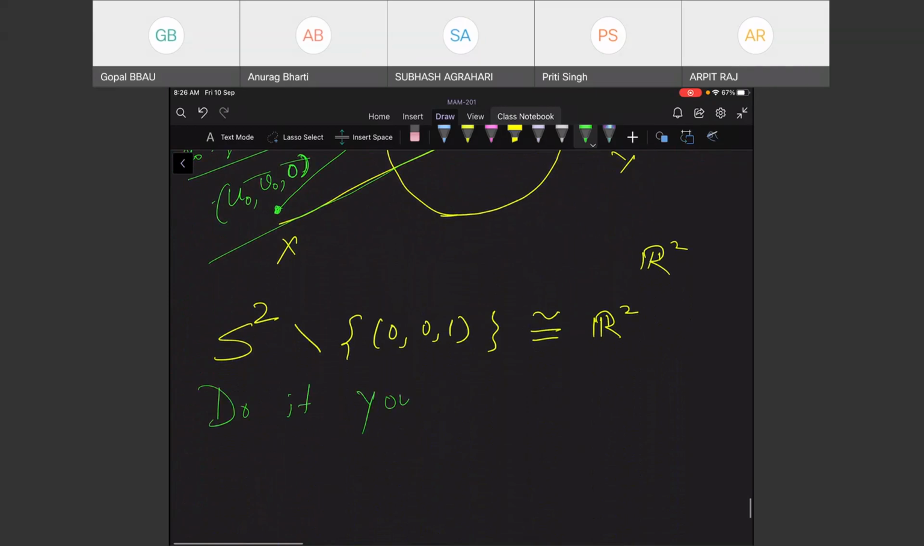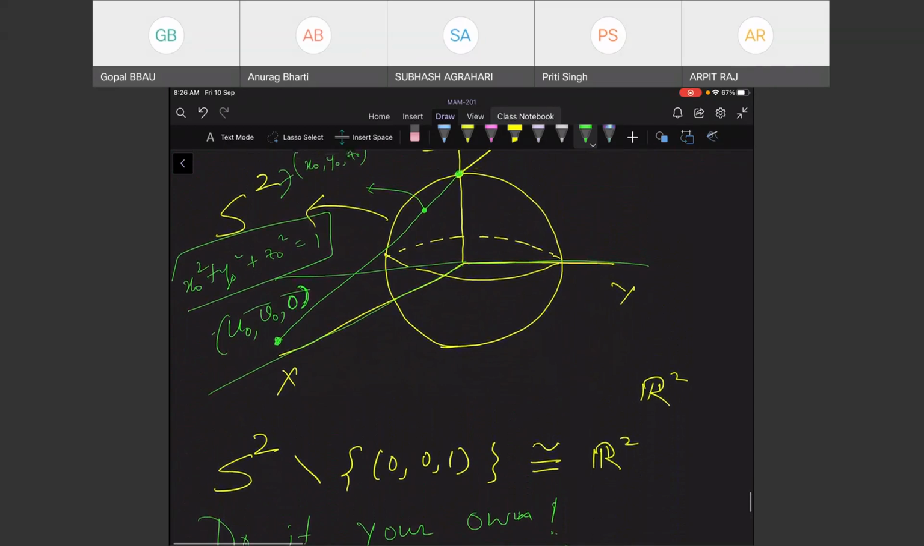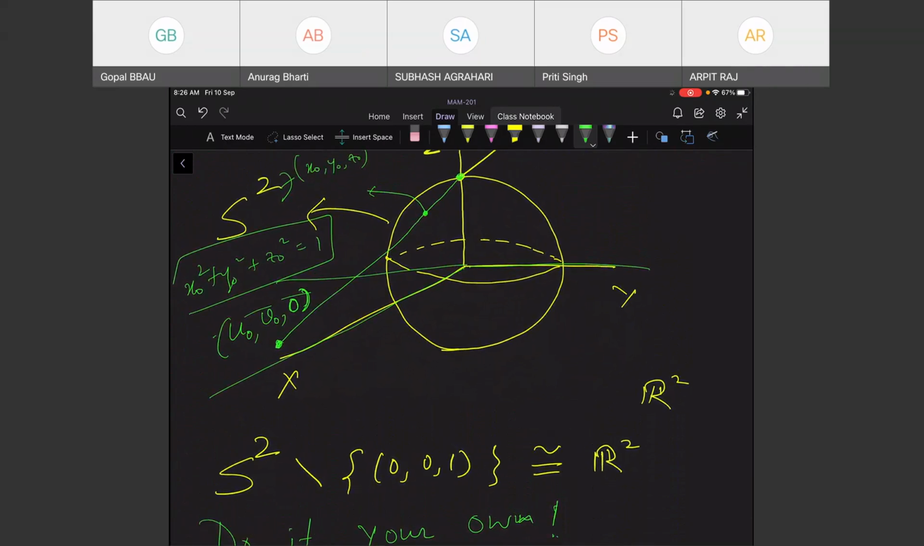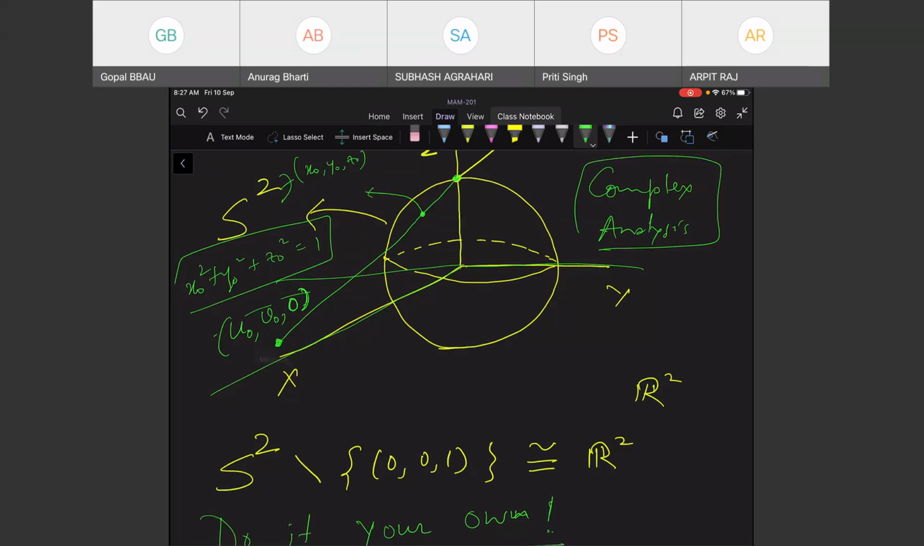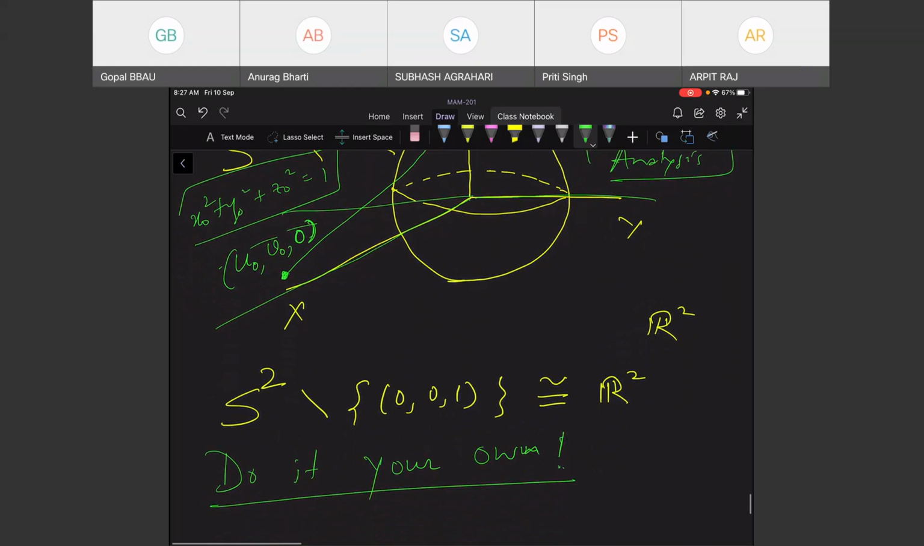It is a very interesting example. I think you have seen this example in your complex analysis course. Have you seen this in complex analysis? No sir. Okay, then do this yourself. This is an exercise and you may discuss this in group as well.